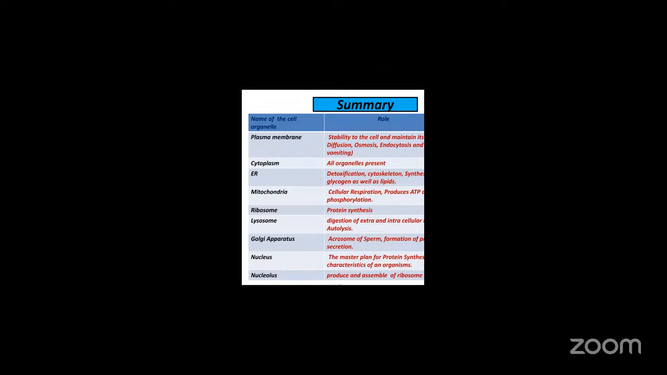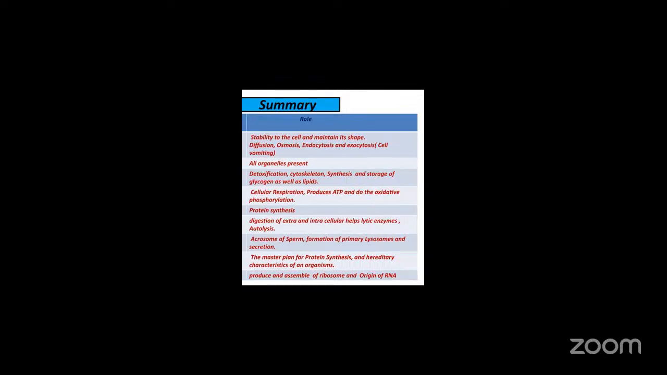And in the center, you have got a conspicuous nucleus, which is bounded by a nuclear membrane. Within the nucleus, you have got the nucleoplasm and you have got the nucleolus. And apart from that, it also has the proteins, ribosomes. So that is a brief summary. So this is the name of the organelle. So what are the various functions we have seen about the plasma membrane, then cytoplasm, endoplasmic reticulum, mitochondria, ribosome, lysosomes, Golgi apparatus, nucleus, as well as the nucleolus. So this is the brief summary of the structure of an animal cell.